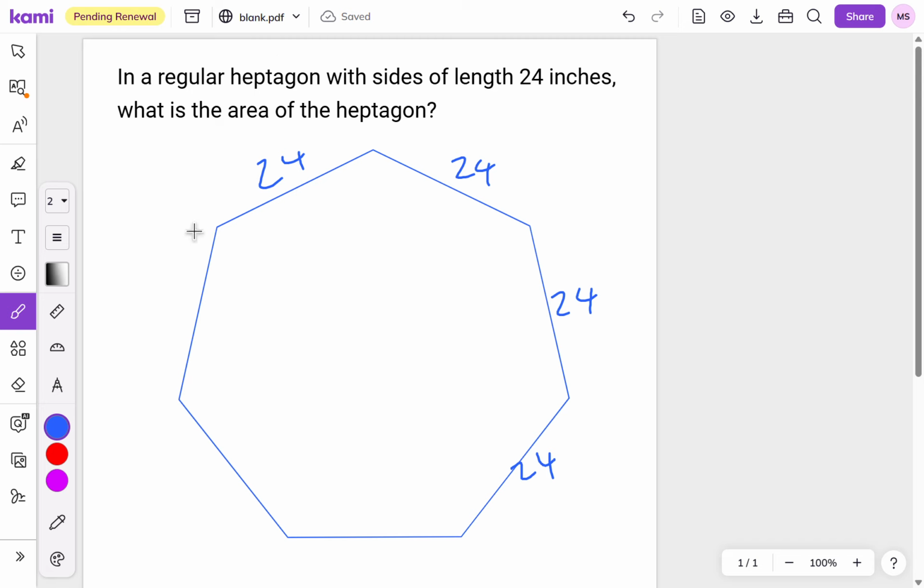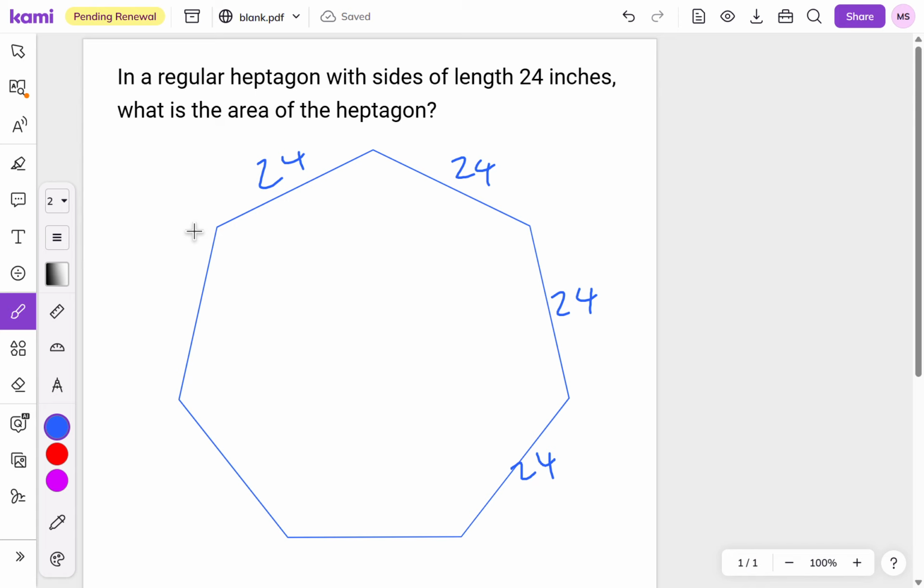This time we are asked about a regular heptagon with sides of length 24, and we're supposed to know what the area is. So if you are at home working this out, please pause the video and then listen to the explanation, and we're back. And the answer is 2093. What? Okay, let's move on.